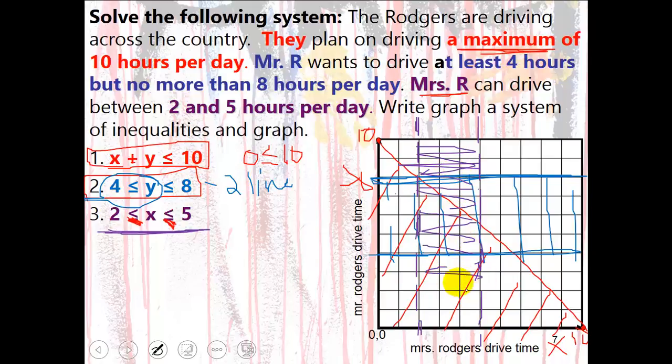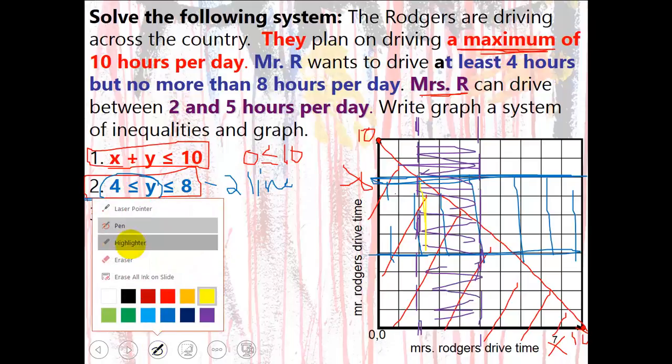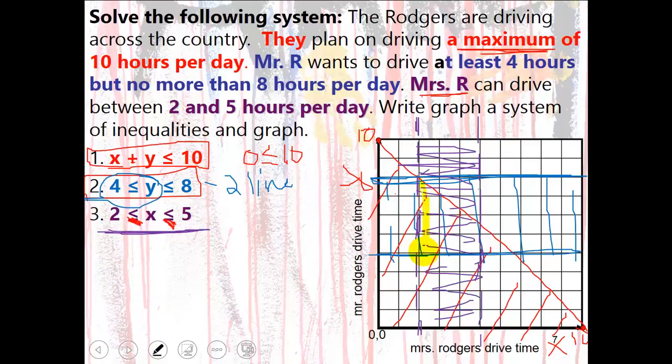What are we looking for? And it's hard to see on this one because there's so many colors. All right. We're looking for where all 3 colors overlap. Purple, red, and blue. And if you notice it, it's right here. Let me get my highlighter out. It's here. Okay, here we go.